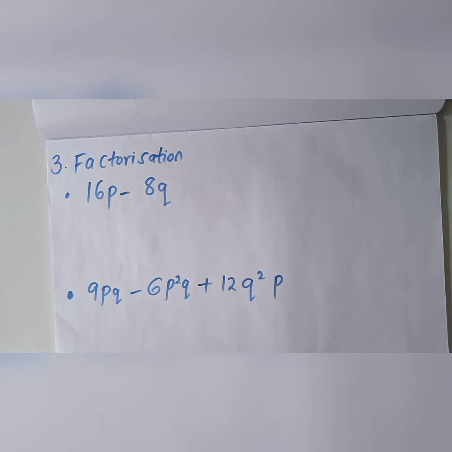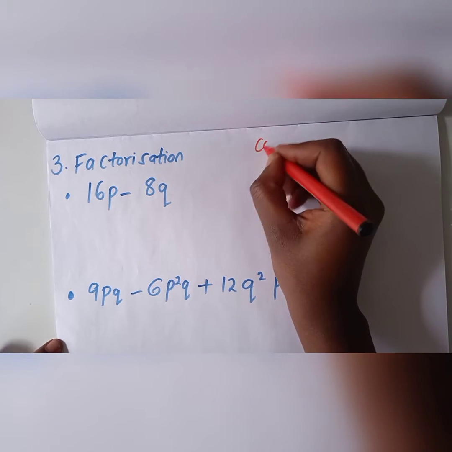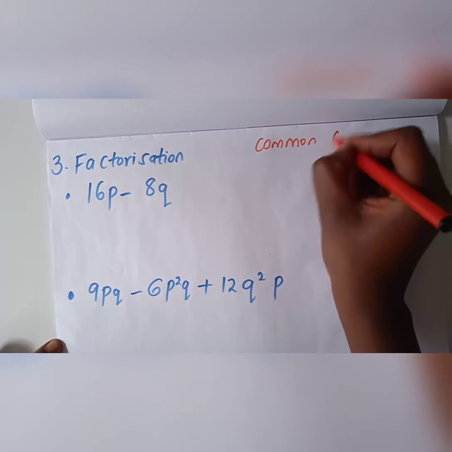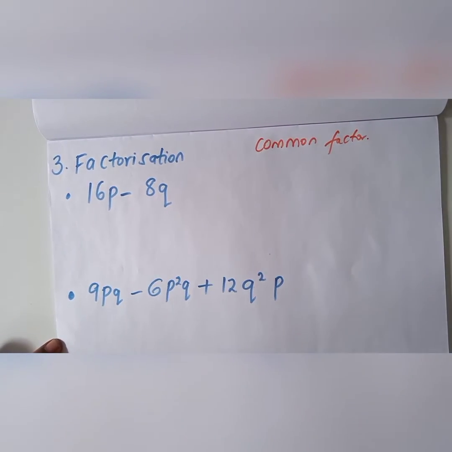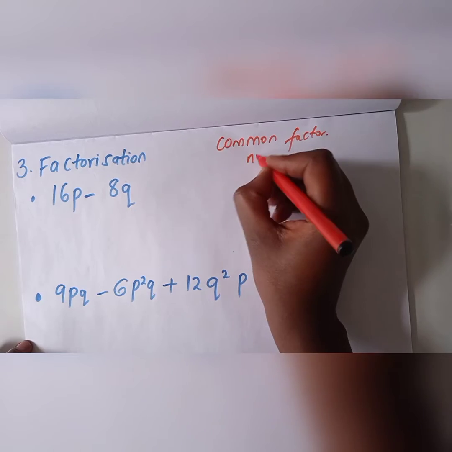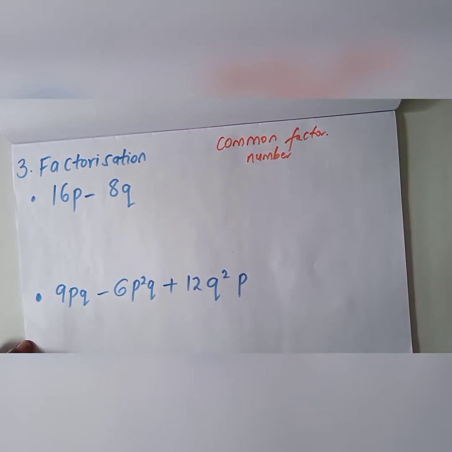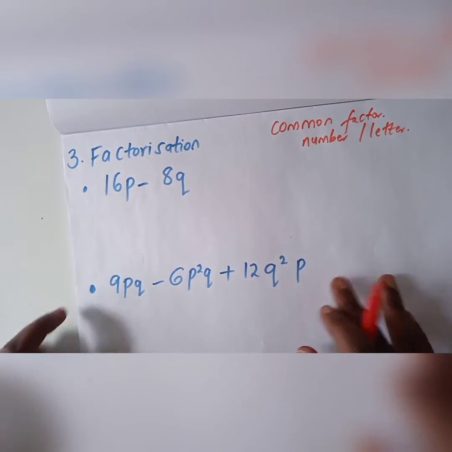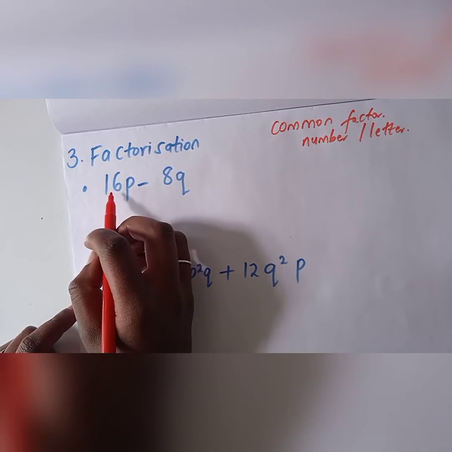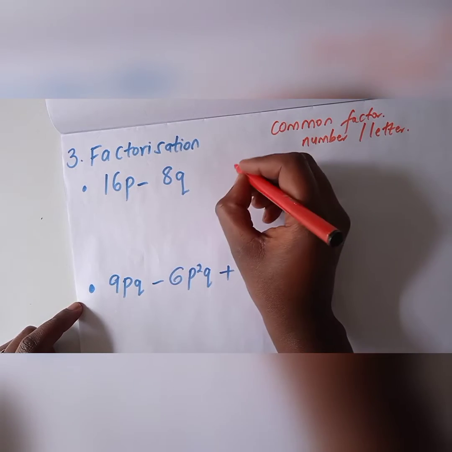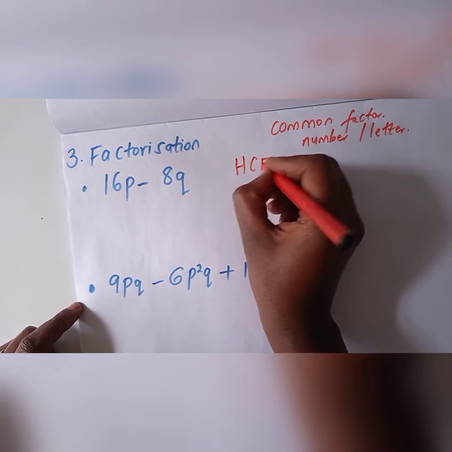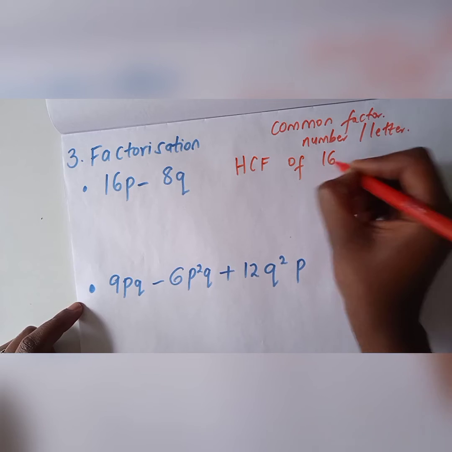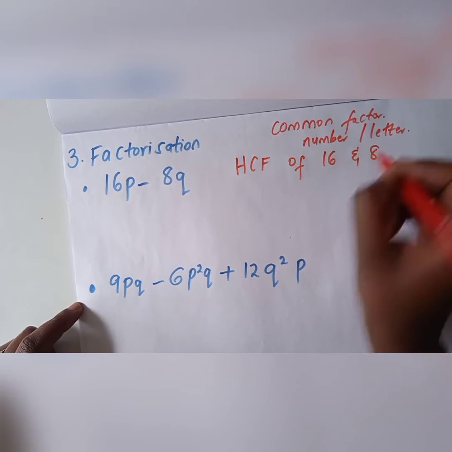Now the next one is on factorization, and from the word factor, we need to find the factors. Common factor. So you're going to start with a common factor that can be a number, and the common factor can also be a letter. So which number can divide both 16 and 8? Or in short, what is the highest common factor of 16 and 8?